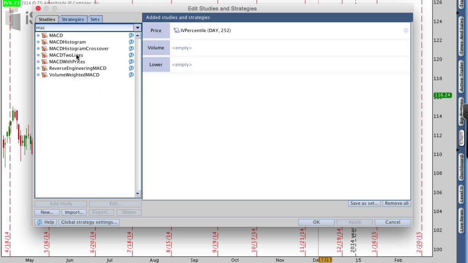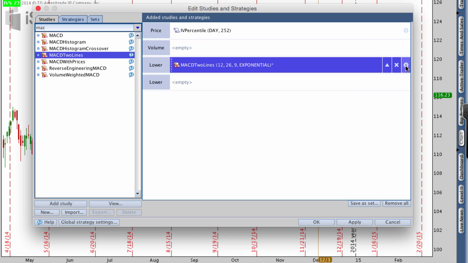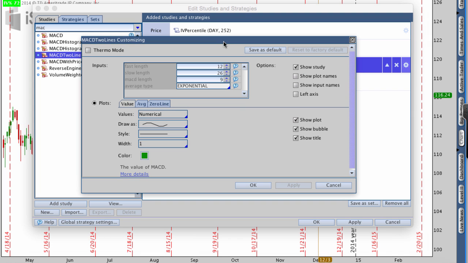I want to use MACD 2 lines. There's a bunch of different ones you can use: histogram, crossover, 2 lines, just regular MACD, but I like to use 2 lines. And then inside MACD, you can see there are a couple of different settings. The first setting I want to change is the fast length, which is currently at 12. I want to change that to 15. That's the first change I'm going to make, and then I'll explain what these different lengths mean. The slow length is currently at 26. I'm just going to even that out a little more to about 30.